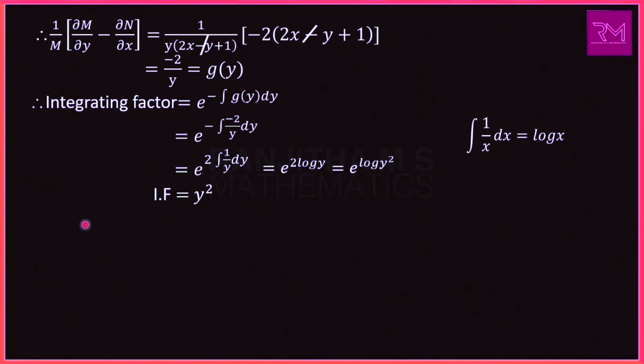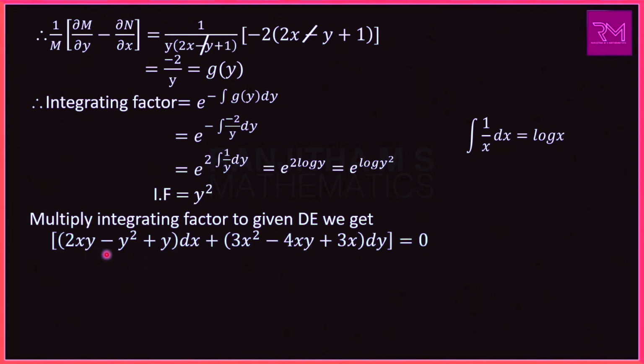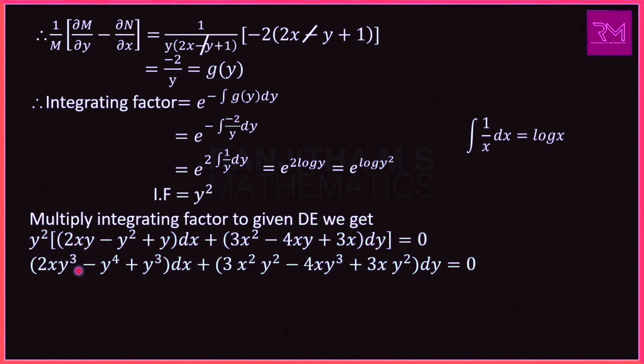After obtaining the integrating factor, what's the next step? Multiply this integrating factor to the given differential equation. Here the given differential equation is (2xy minus y square plus y) dx plus (3x square minus 4xy plus 3x) dy equal to 0. Multiply this equation with y square. We get (2xy cube minus y power 4 plus y cube) dx plus (3x square y square minus 4xy cube plus 3xy square) dy, which is equal to 0.